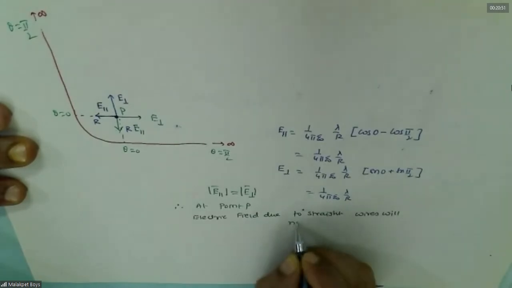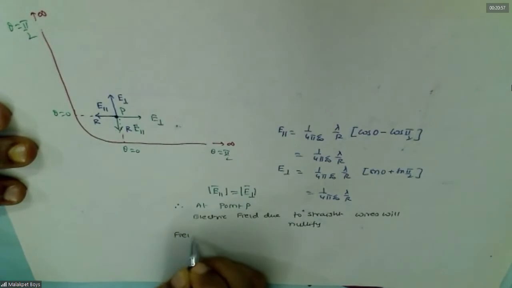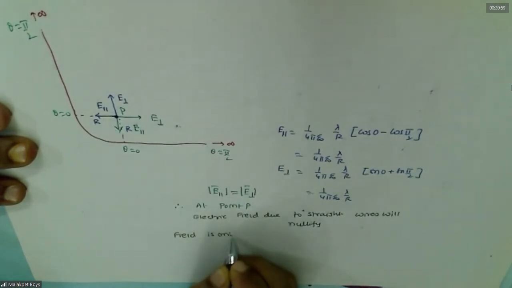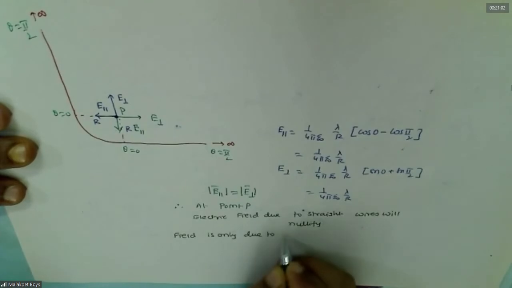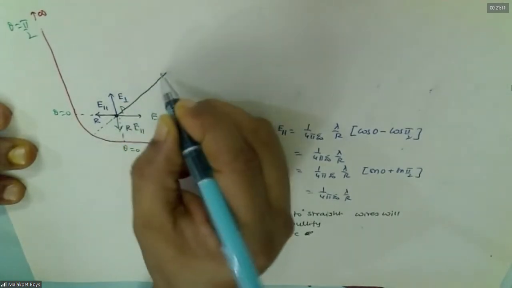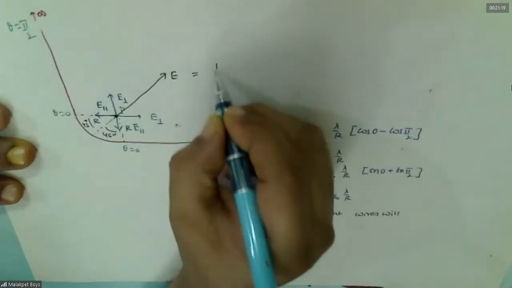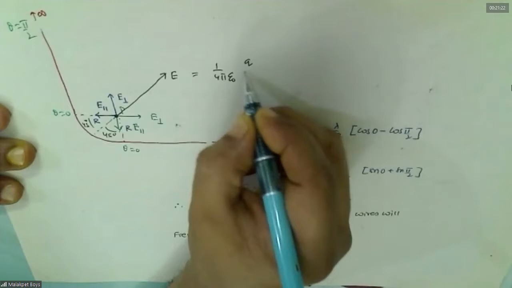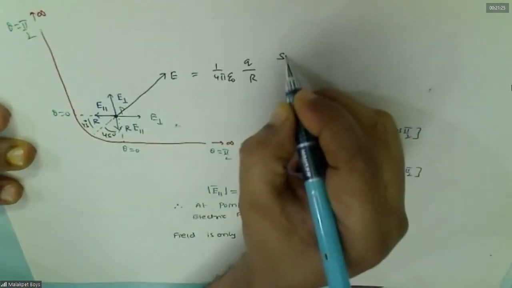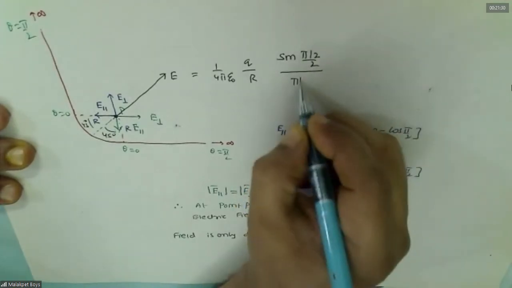Understood this? Understood, sir. So the field is only due to what? The arc, sir. Suppose you take this arc and bisect it: this is 45, this is 45. Agree. The charge on this is by R sin phi by 2, remember this, I got it.